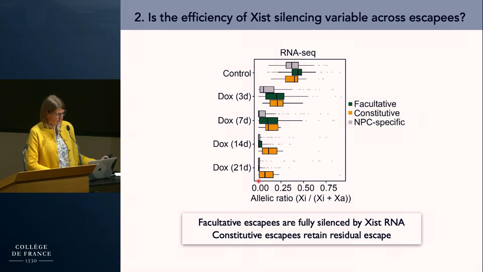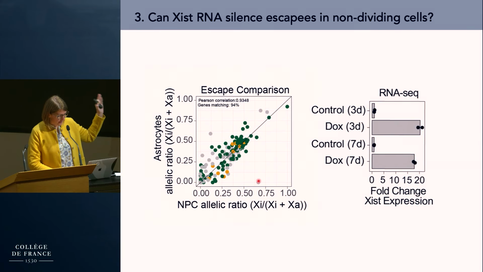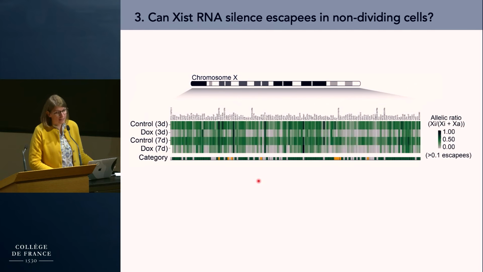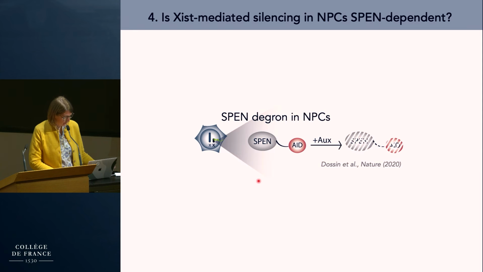So in the second set of experiments, we wondered: what we show so far is that Xist can induce silencing of escapees in MPCs, that are differentiated cells, but nevertheless, they are still stem cells. They can be differentiated. We found that this works also in astrocytes that are not dividing cells. So if we do the same experiment, we see that our escapees still escape in astrocytes, and we can start X-inactivation of escapees in non-dividing cells. So I will go a bit faster.